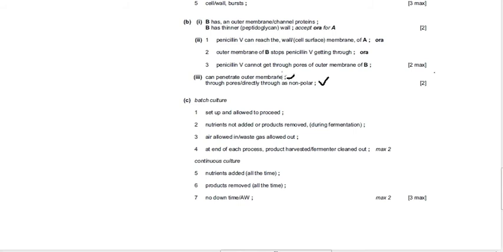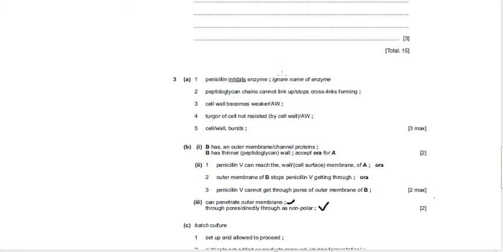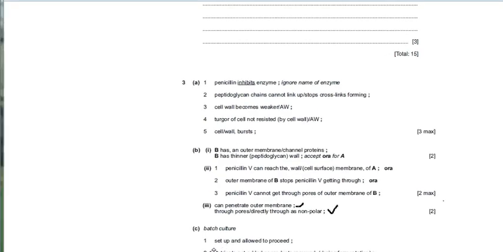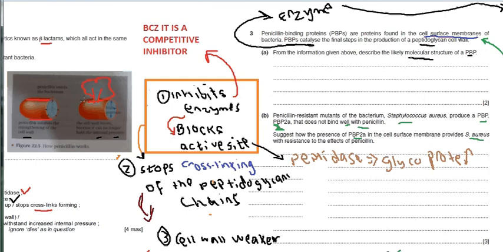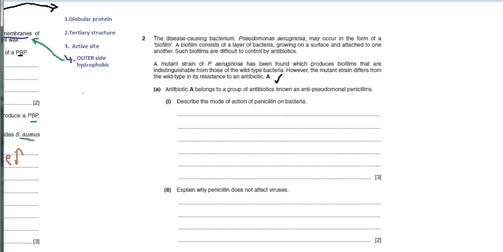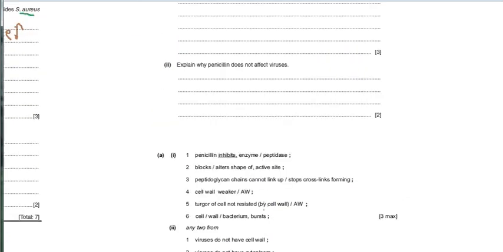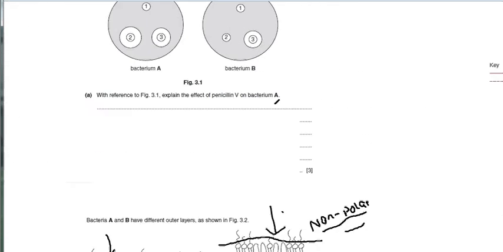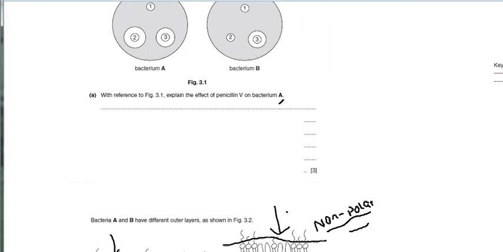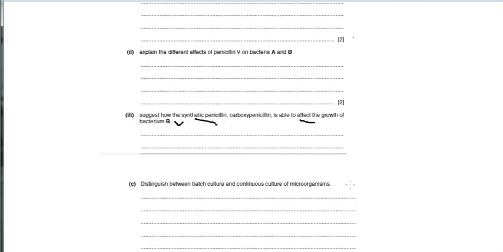Then it can affect the growth. It can make the cell wall burst. Maybe I can just show you again if you don't remember this one. So I hope you understood the point I'm trying to make. And then we have the next one: distinguish between batch culture and continuous culture.